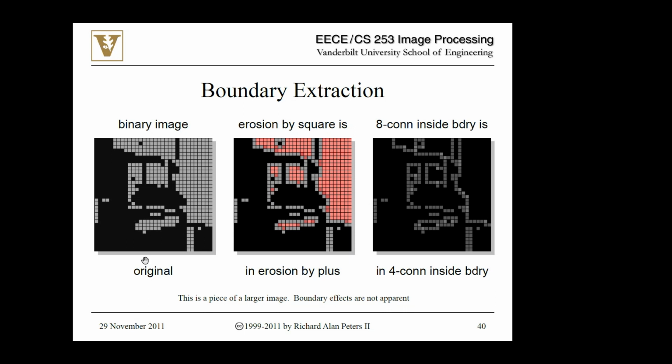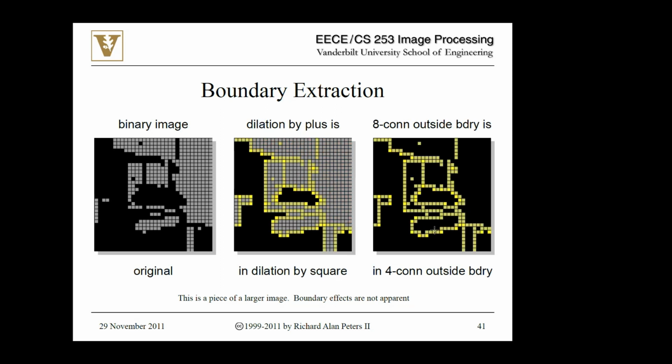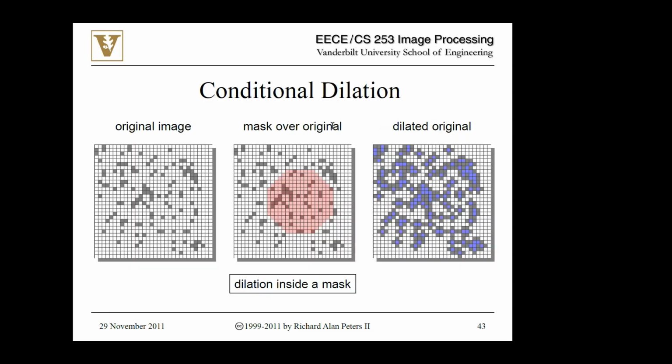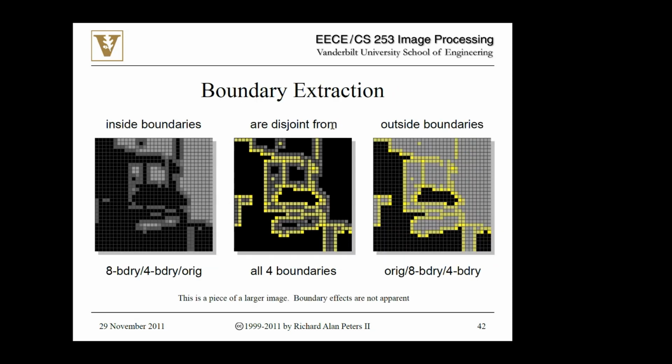Another property: the 8 connected inside boundary contains the 4 connected inside boundary. You have a picture. Same for the outside boundary. Inside boundaries and outside boundaries are disjoint. Any practically simple properties. Okay, any questions about this section?